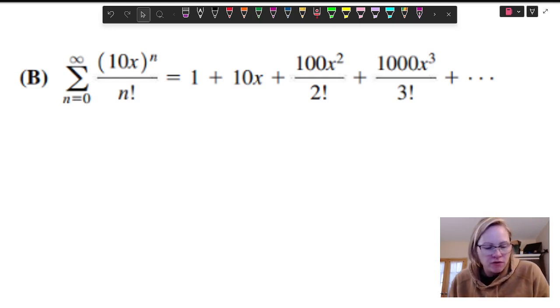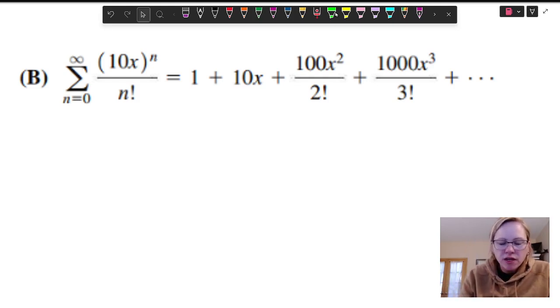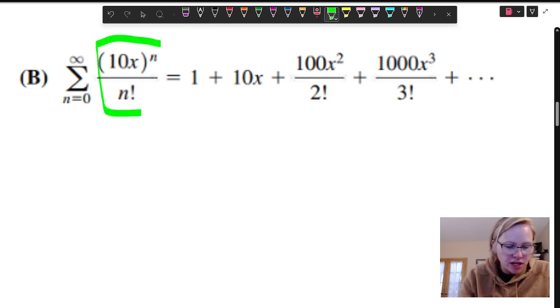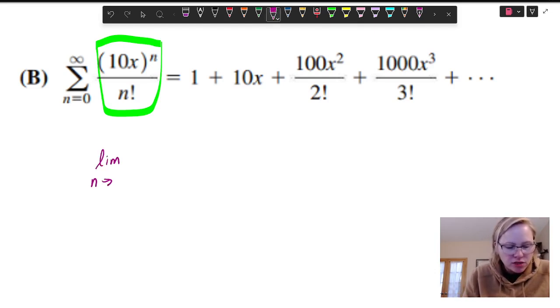All right, here we have one last series to examine. And this series, we've written out a few of the terms, not a big deal. So whenever we're trying to find a radius or an interval upon which the series converges, we're just going to look at the nth term. We're not going to worry about the other terms. So I'm going to set up my ratio test, the limit as n approaches infinity, and I'll have 10x to the n plus 1 over (n plus 1) factorial.